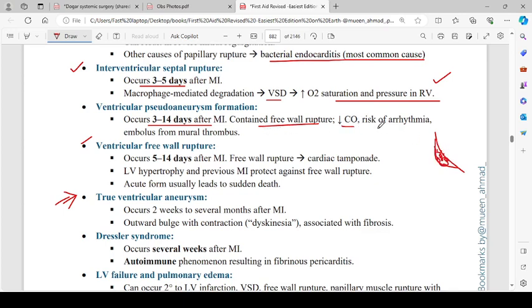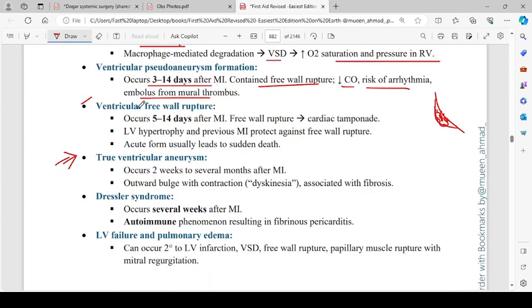There will be decreased cardiac output. There is a risk of arrhythmia and embolus from the mural thrombus. Then comes the ventricular free wall rupture. Again, it occurs within 5 to 14 days after MI. There will be free wall rupture, and that will lead to cardiac tamponade. Left ventricular hypertrophy and previous MI protect against the free wall rupture. Acute form usually leads to sudden death.